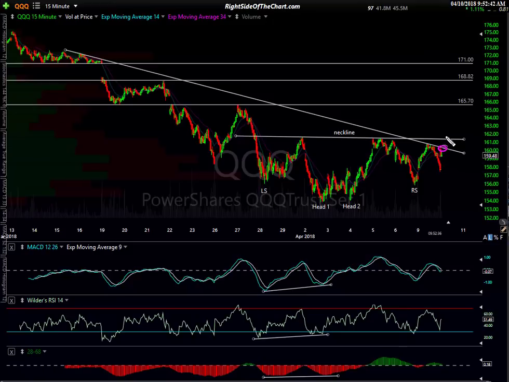That'll probably pop us up to test this neckline and/or that resistance level, and it's been tested quite a bit. I think if we get there, we're going to punch through, and if we do punch through, we can see a pretty quick move, but we are far from out of the woods yet. Again, a lot of technical damage done on the longer term charts, the daily and the weekly charts of SPY.